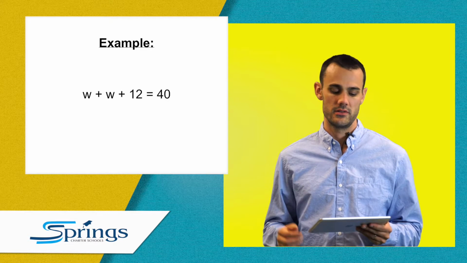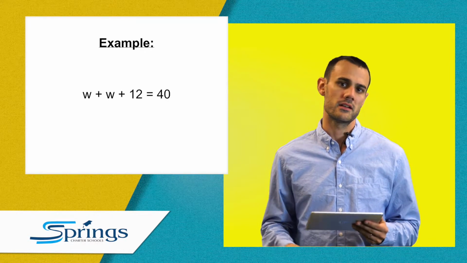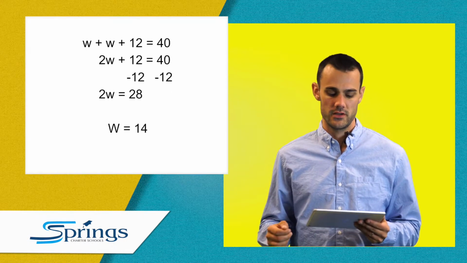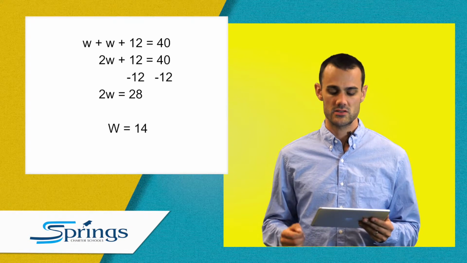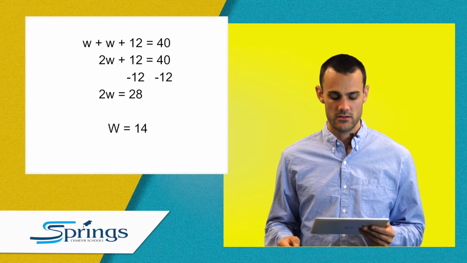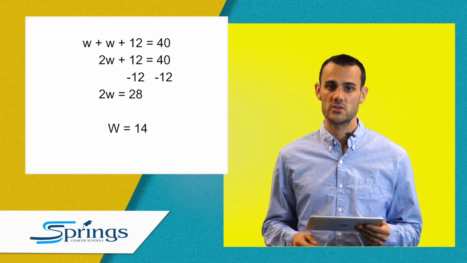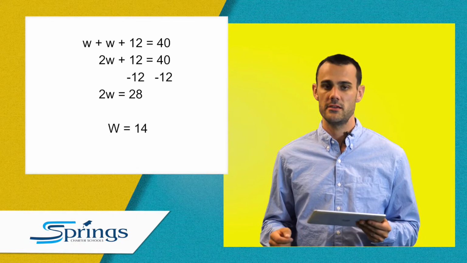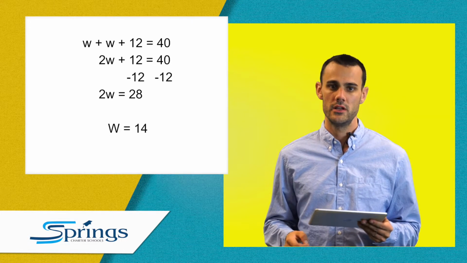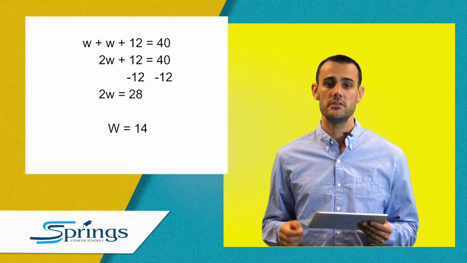Here's another example: w plus w plus 12 equals 40. Now, we need to collect like terms first. When we collect our like terms, we get 2w, and then we bring down the rest of that equation: plus 12 equals 40. Again, variables on one side, numbers on the other. I subtract 12 from both sides in order to keep my equation nice and balanced, and I get 2w equals 28. And again, we need to divide both sides by that number 2, the number in front of our variable, in this case w. When we divide by 2, we get w equals 14.